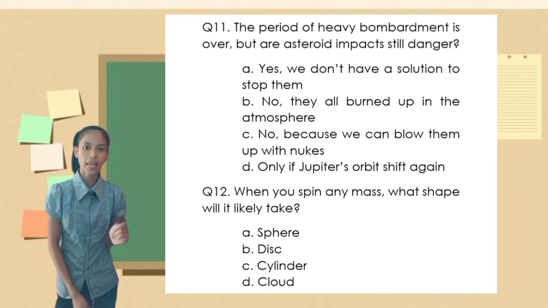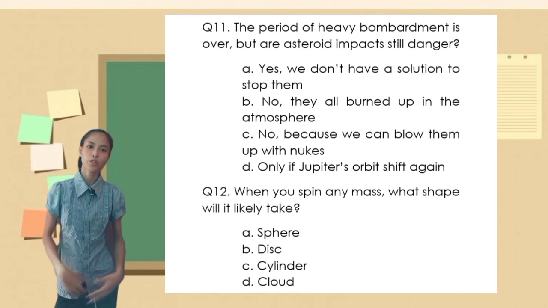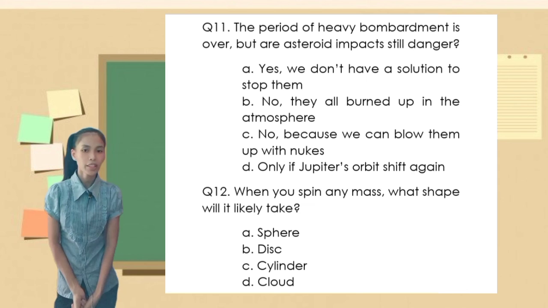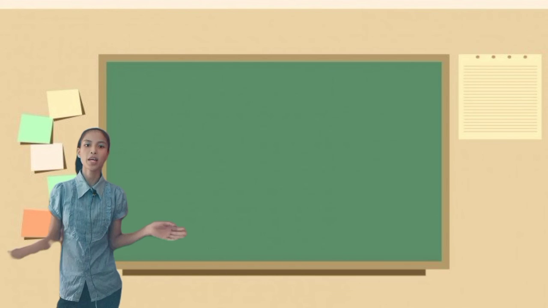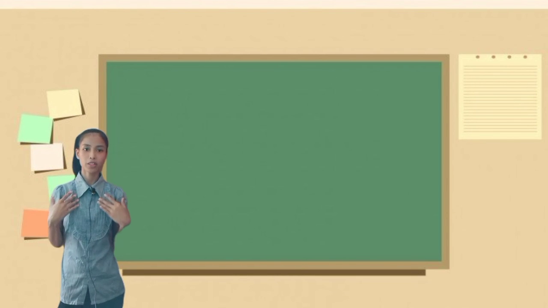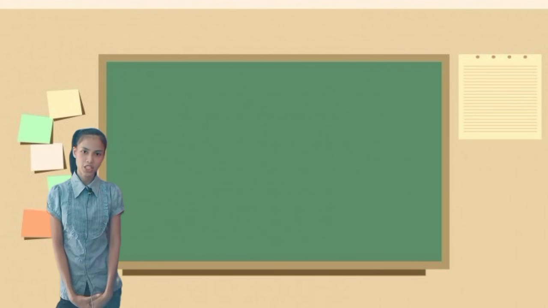Number 11, A, yes, and they don't have a solution to stop them. 12, letter B, which is disk. Okay, pass your paper so that I could record it in my grading sheet.